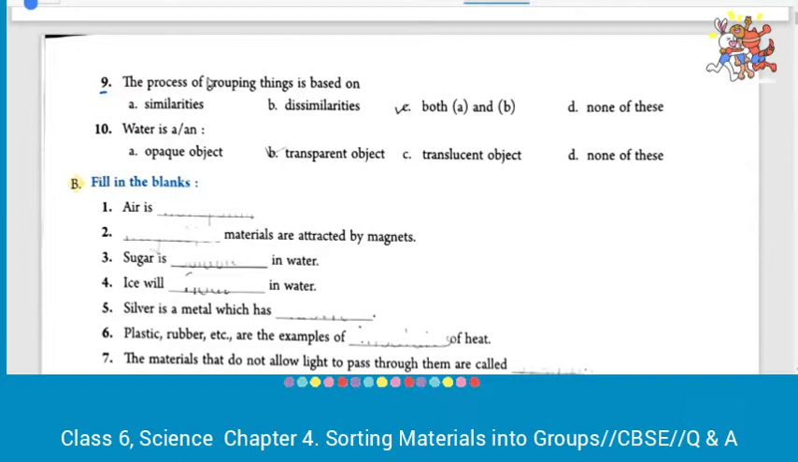Ninth question: the process of grouping things is based on similarities, dissimilarities, both A and B, none of these. Answer is option C, that is both A and B. The process of grouping things is based on similarities and dissimilarities. 10th one: water is an opaque object, transparent object, translucent object, none of these. Water is a transparent object.